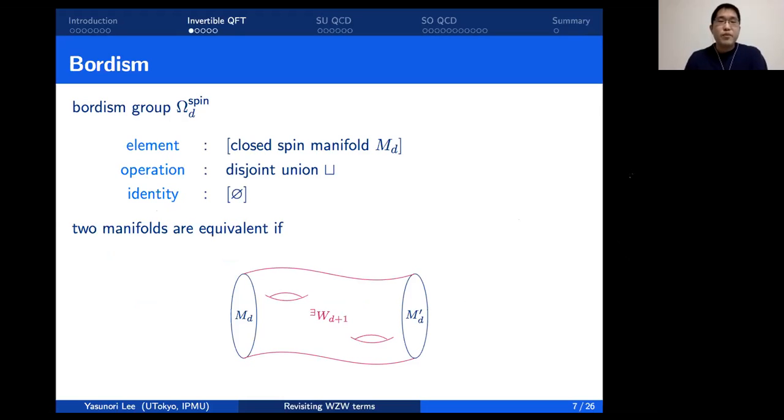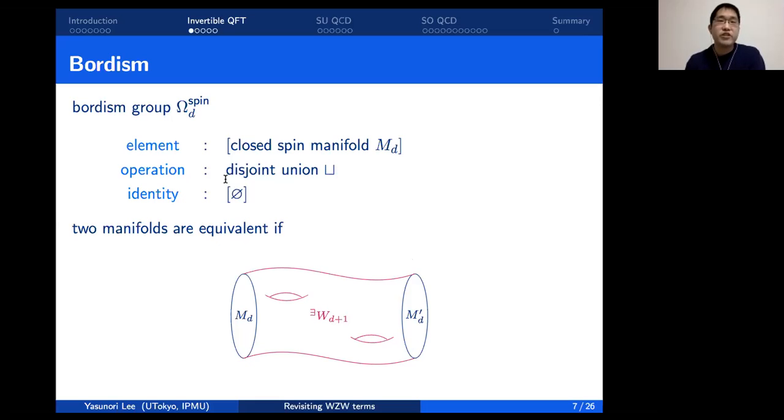So there are two important notions to be explained. One is the Bordism. Bordism group is an abelian group formed by equivalence classes of closed manifolds. Here, two d-dimensional manifolds, M_d and M_d prime, are defined to be equivalent if there exists a one higher dimensional manifold, W_{d+1}, which connects them. Such M_d and M_d prime are said to be bordant.